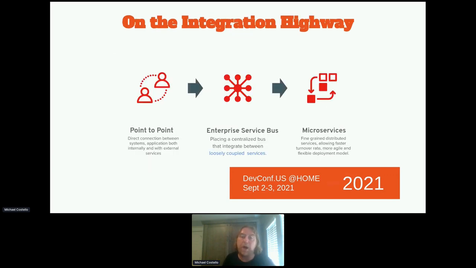So on the integration highway, we had some point-to-point stuff that we initially discussed, right? Remote invocation between two points. We then adopted SOA, service-oriented architecture, and we ended up with ESBs where everybody could link up to a common hub and spoke type of infrastructure. And then inevitably we came up with microservices, and these are taking on some of the same capabilities that our service-oriented architecture did, but a little bit different.